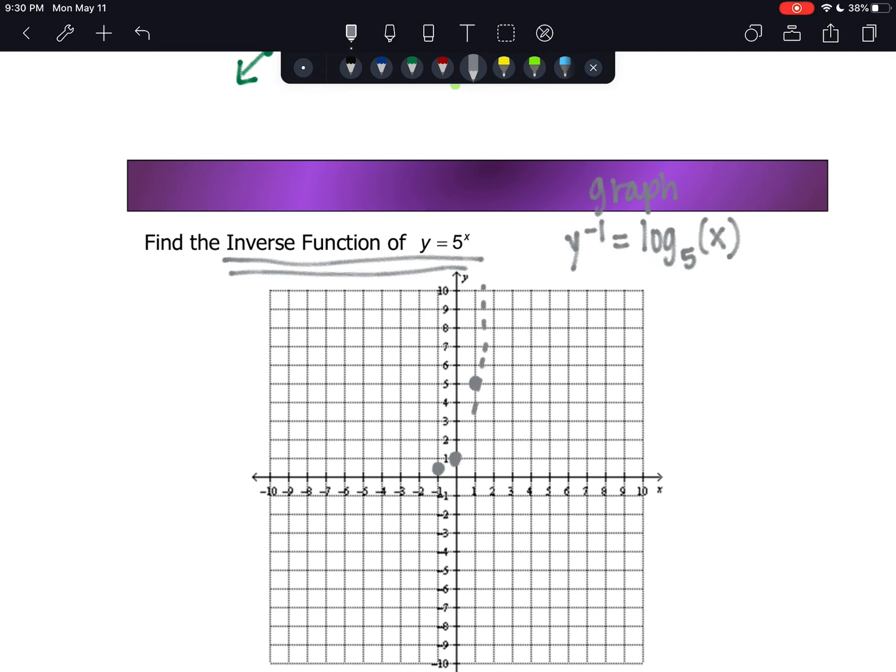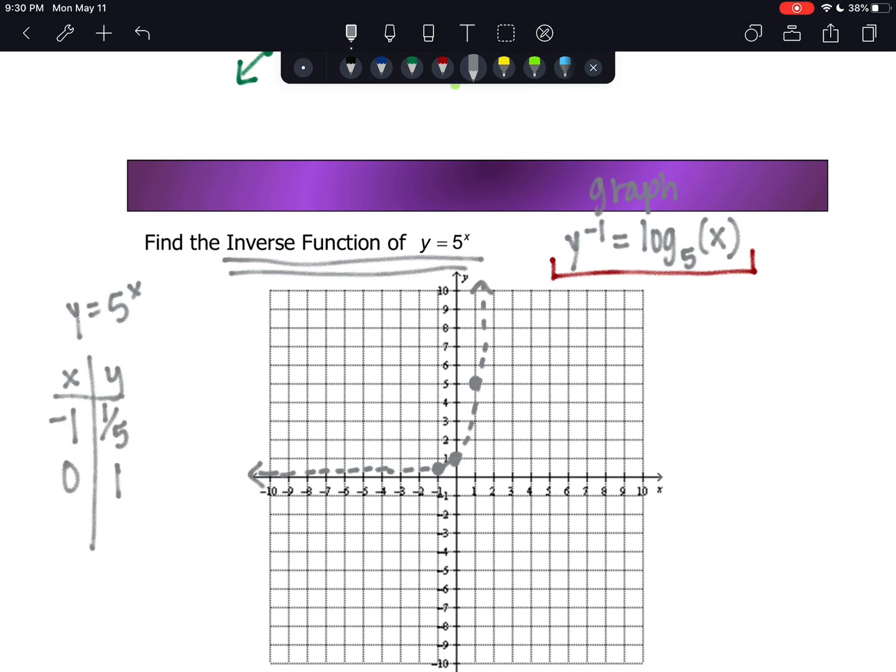So this right here is our exponential graph. I'm just going to dash it because what I really want to graph is the log graph. So for y equals 5 to the x, I've got ordered pairs -1, 1/5, 0, 1, 1, 5.